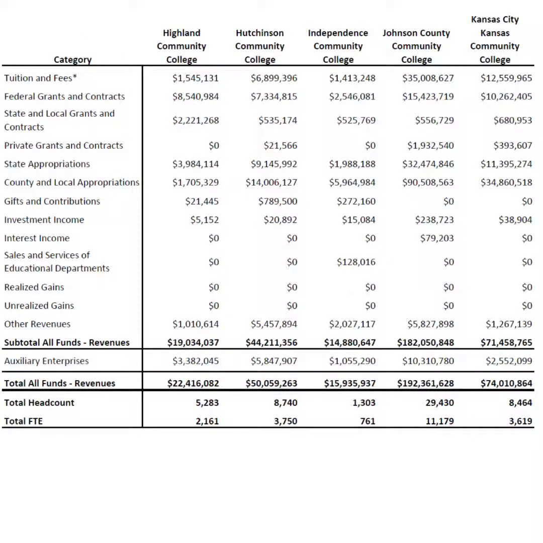This chart shows what the percentage and where the funding comes from, be it state, the local tax base, tuition, and other sources of revenue that they have available for these community colleges. Kansas City, Kansas Community College gets the vast majority of the revenue from county and local appropriations, but they also get it from tuition and fees, federal grants, some state and local grants and contracts, and also some state appropriations.